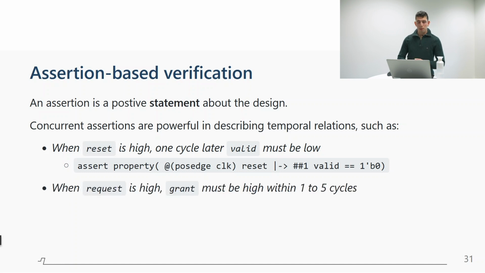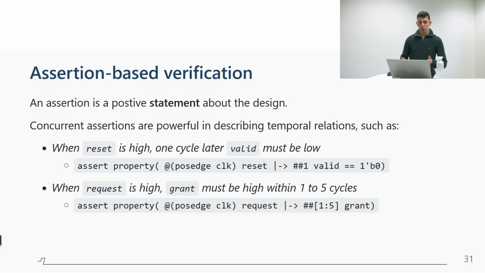Another example: when a request signal is high, the grant must be high within 1 to 5 clock cycles. For this, we get a similar structure in the beginning. We again assert a property that is sensitive to a positive edge of the clock. Then when the request is high, it implies that within 1 to 5 clock cycles, the grant must be high. And we see here a powerful delay range operator.